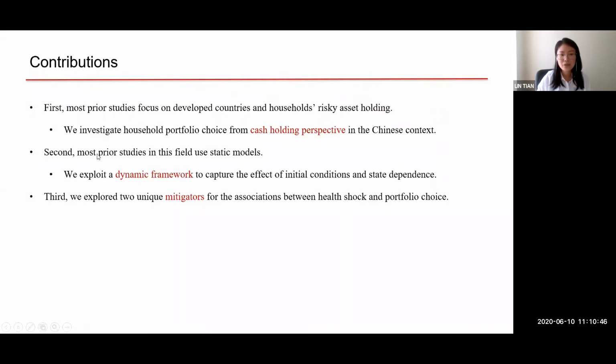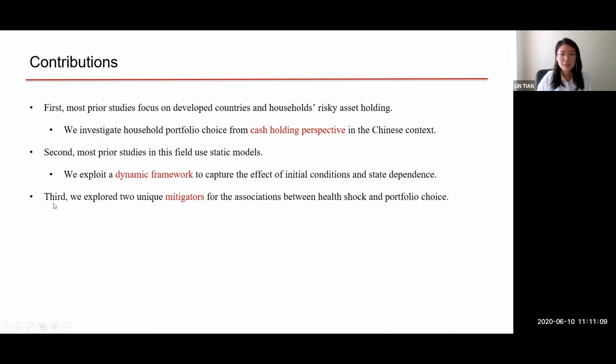And the second contribution is more technical, it's all about econometrics, and I will not go over details here. So we exploit a dynamic framework to capture the initial conditions and the state dependence of cash holding, the individual and household characteristics, as well as cash holding.